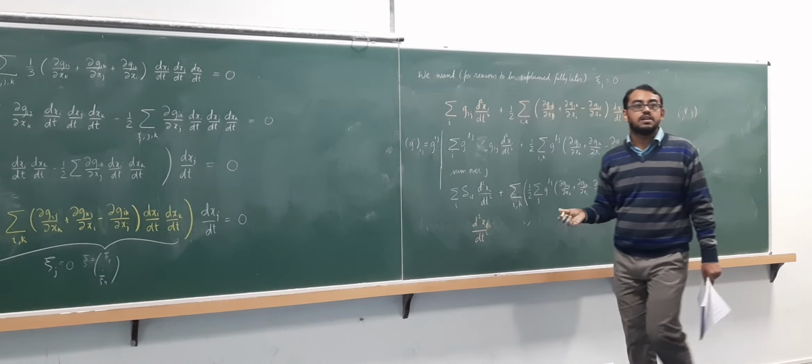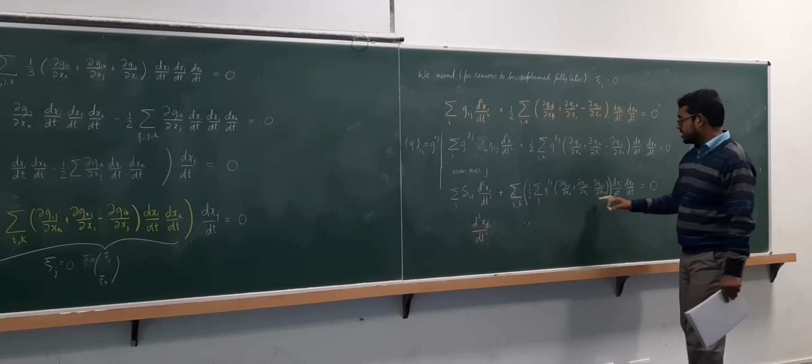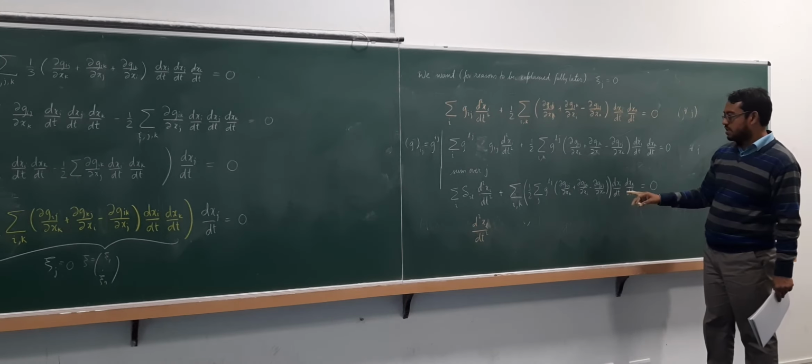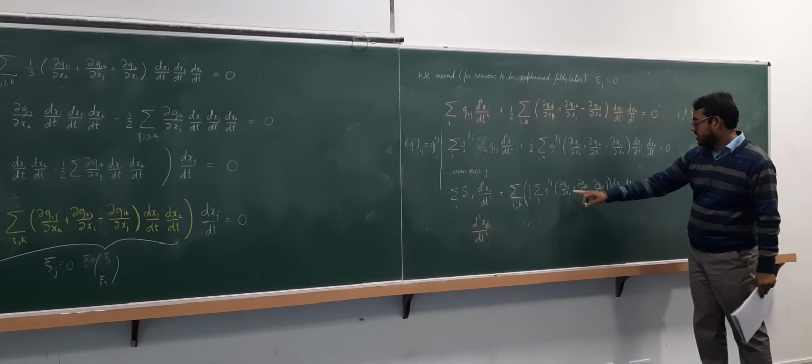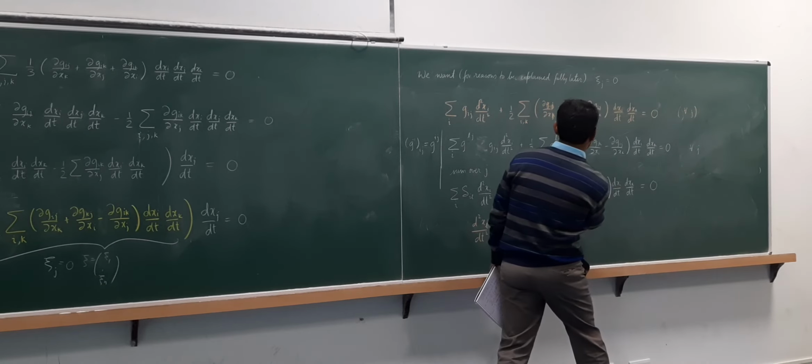So the first and third term inside the bracket. Del G I J del X. First and third term. Del G I J del X. Del G I K del X. Oh yes, sorry. So this is del G jk over del xi.